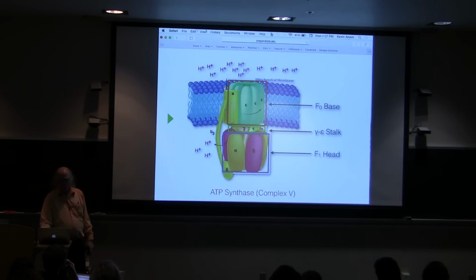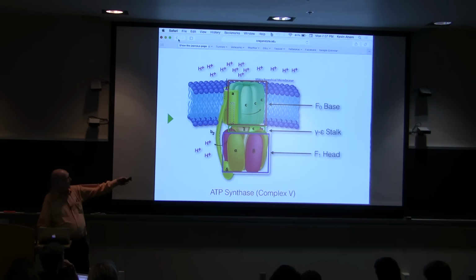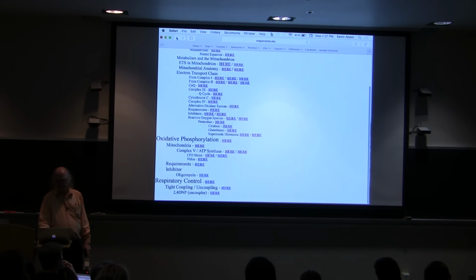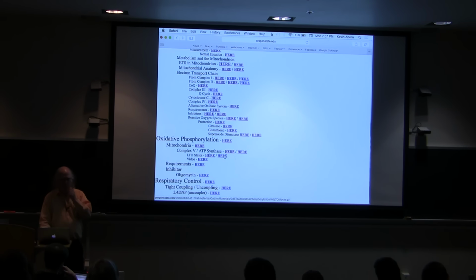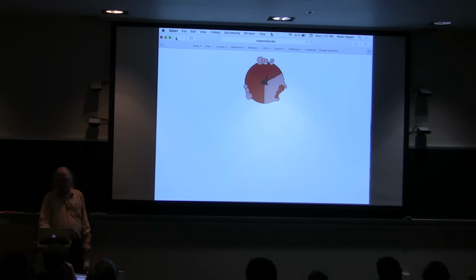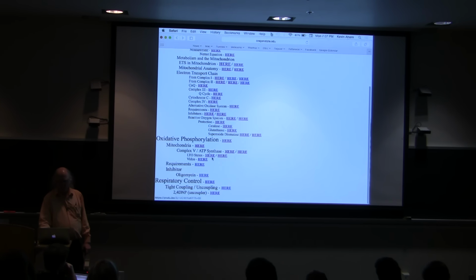I talked about this having an F0 portion that's embedded in the membrane, an F1 head. I said the F1 head looks like a mushroom that's sticking into the mitochondrial matrix. As I said, anything I talk about in class is fair game. Okay, there's our little video. Hopefully that helps. I find I get more confused by looking at those than I do anything else, but there you go.